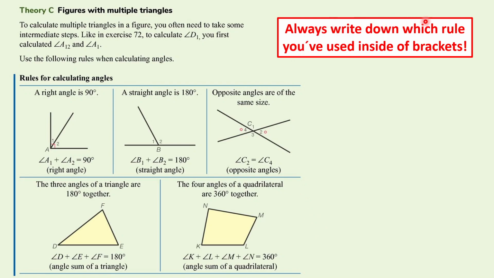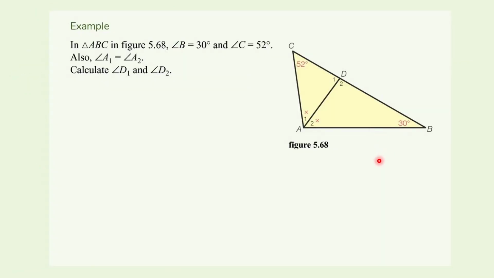Always write down which rule you've used inside of brackets. Let's just do an example together, okay? In triangle ABC, angle B is 30 degrees and angle C is 52 degrees. Also, angle A1 is angle A2, and they notate that with those symbols with the crosses. That angle A1 is the same as angle A2. Calculate D1 and also calculate D2.